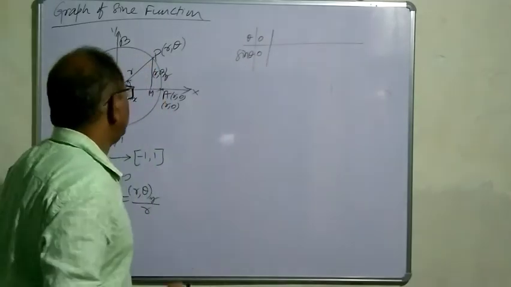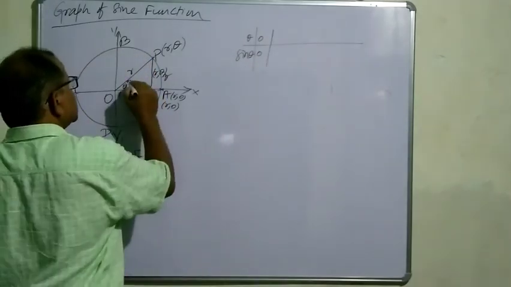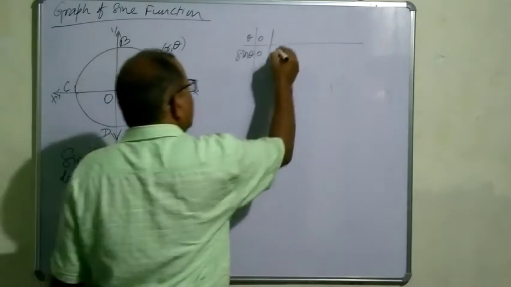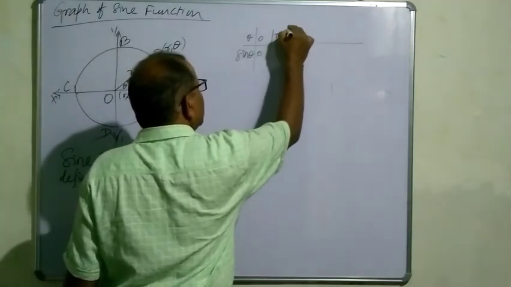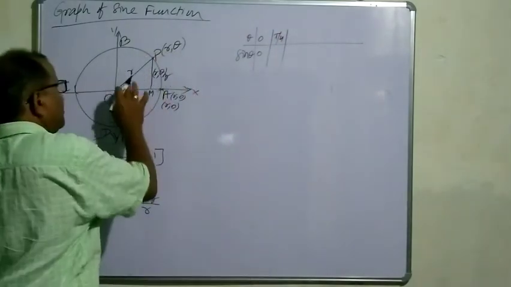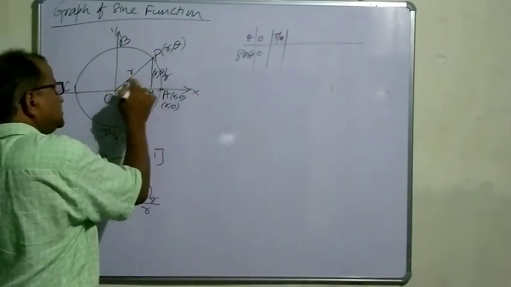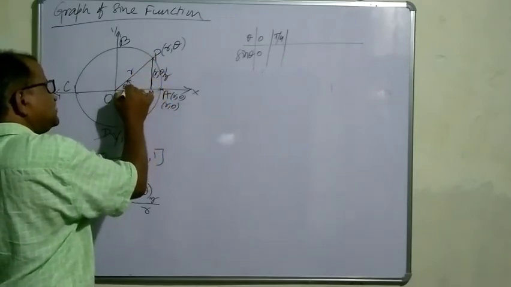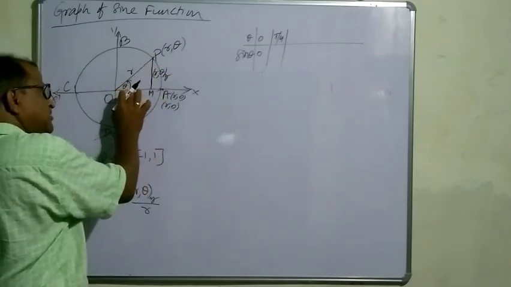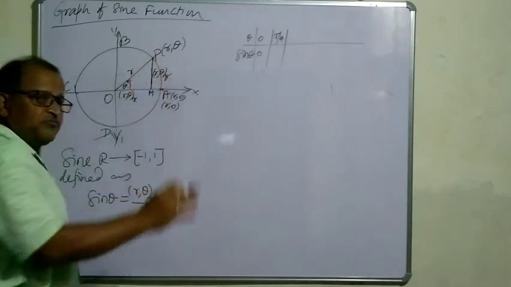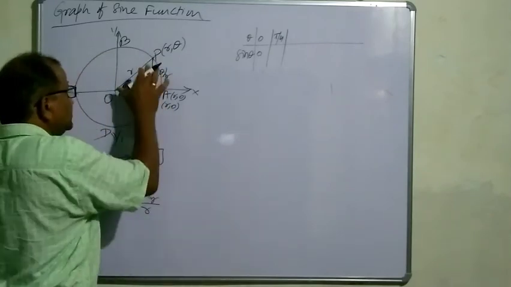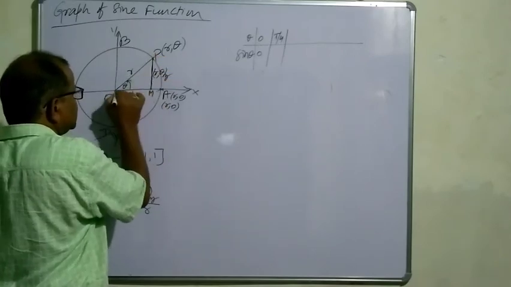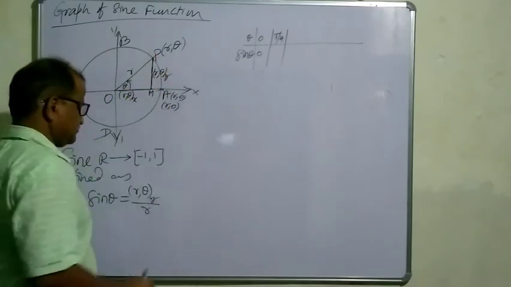Next, suppose it goes to pi by 4. Suppose theta is pi by 4. Pi by 4 means 45 degrees. We have dropped a perpendicular here. If this is 45 degrees or pi by 4, this is also pi by 4, so this is an isosceles triangle. That means this side is equal to this.